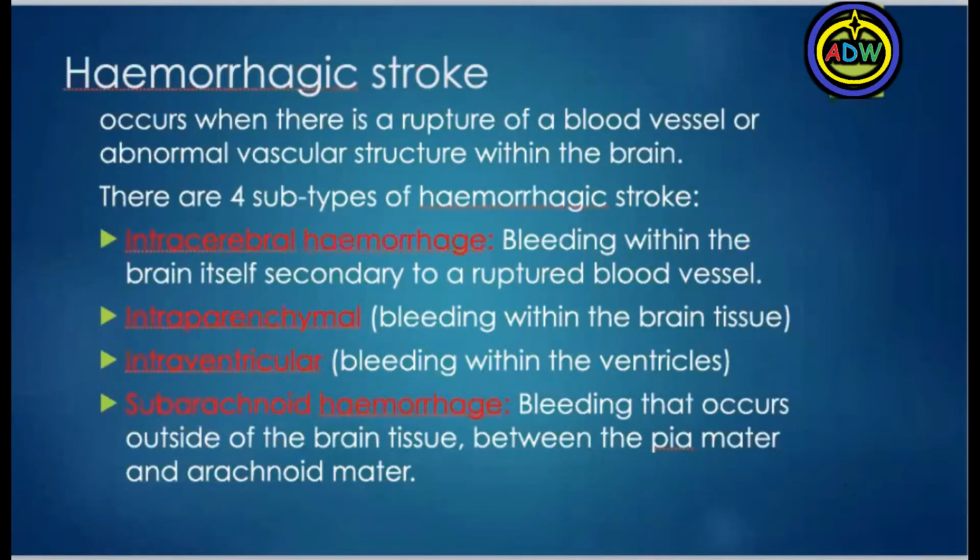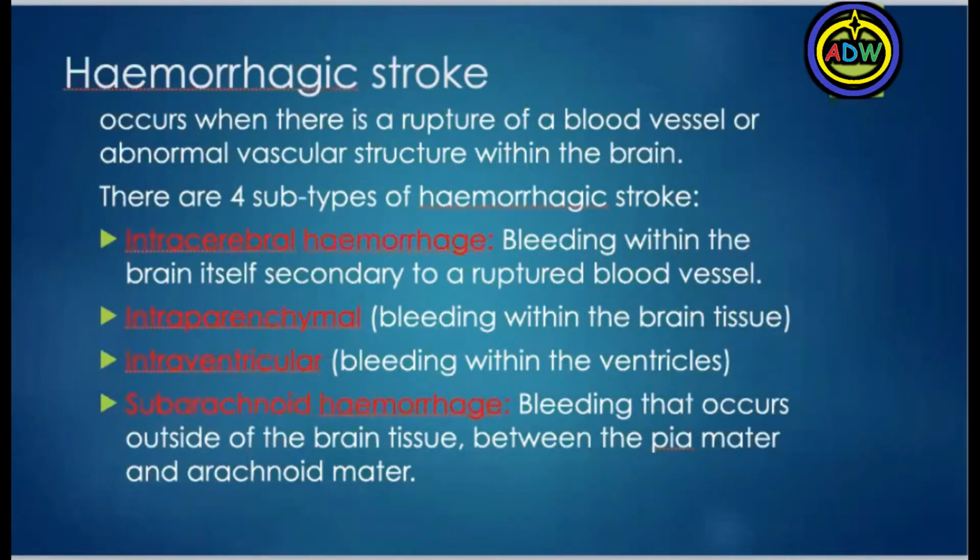So there are different subtypes of hemorrhagic stroke. Intracerebral hemorrhage, intraparenchymal hemorrhage, which are usually the same, but still they differentiate them. Intraventricular hemorrhage, when blood accumulates within the ventricles, and subarachnoid hemorrhage, which is characterized by accumulation of blood in the subarachnoid space. So hemorrhagic stroke is a less common type of stroke.